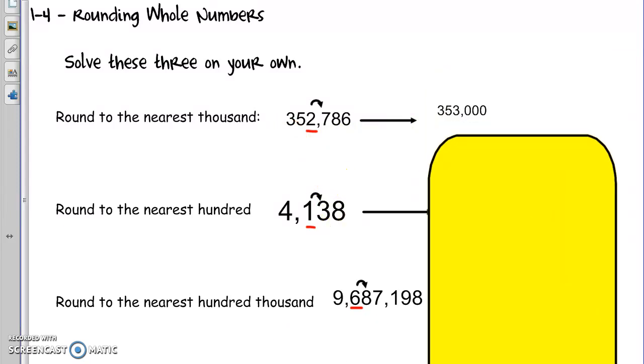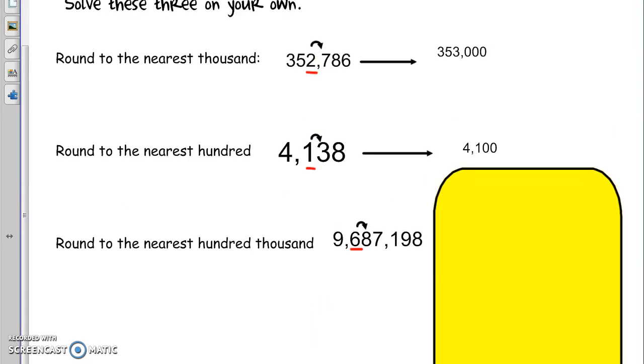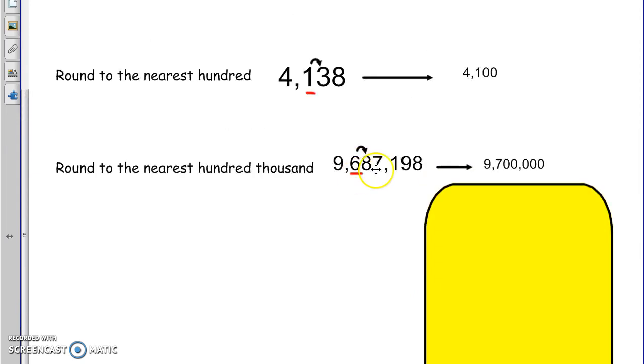The 7 in this number tells us we have to go a little higher. Next, the number 4,138 rounded to the nearest hundred is 4,100. Alright, just like that. The 3 in this number tells us we have to round back down to 4,100. And finally, the number 9,687,198 rounds to 9,700,000, and the 8 tells us we have to go 1 higher.